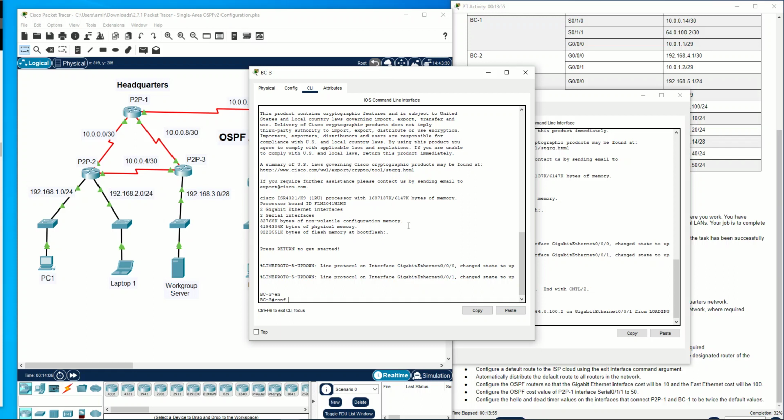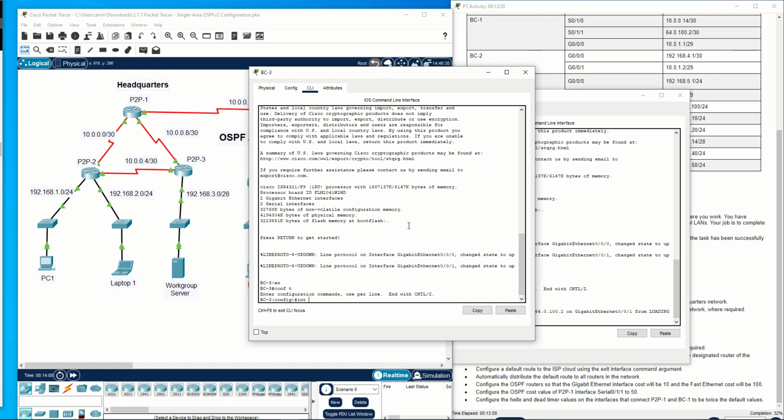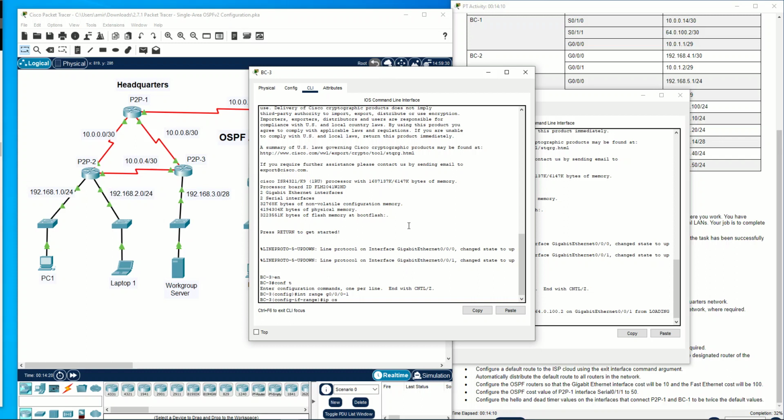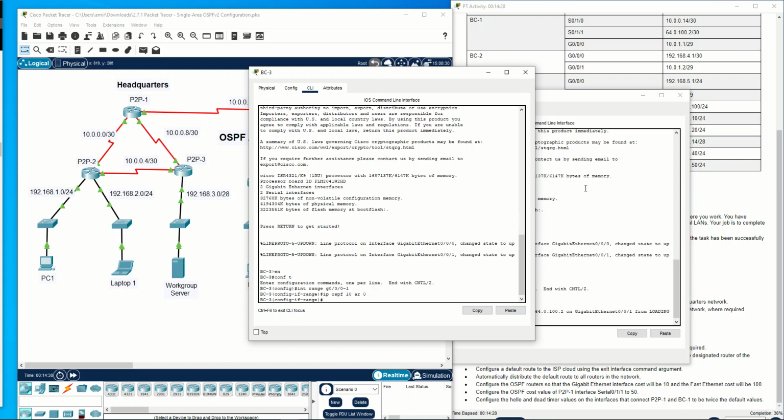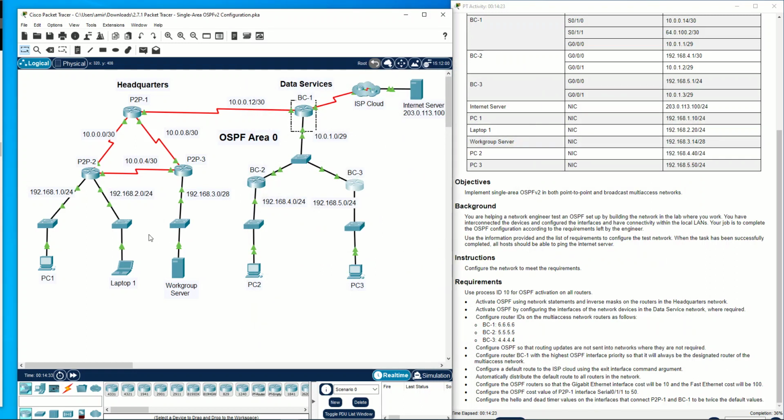Enable, configure terminal, and interface G0/0/0 and also 1, and we should write here also range and write here IP OSPF 10 area 0. It's enough. Yes. And we have configured IP OSPF routing in all of the routers in this interface and in this area and in this network.